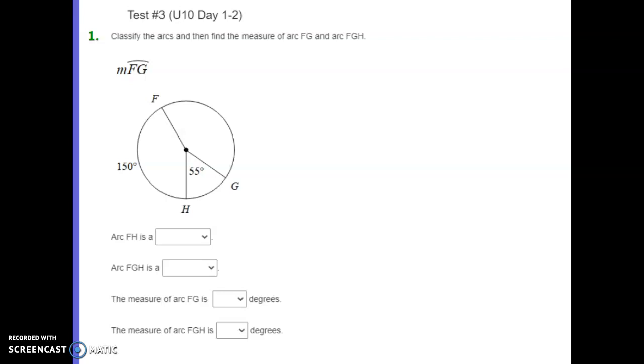Okay, this is the third test of quarter 3 for geometry, and it's the first test for unit 10. So you only have one attempt. So classify the arcs and then find the measure of arc FG and arc FGH.